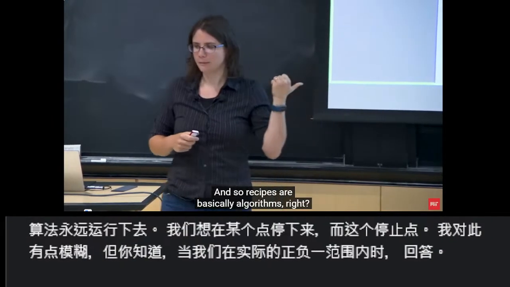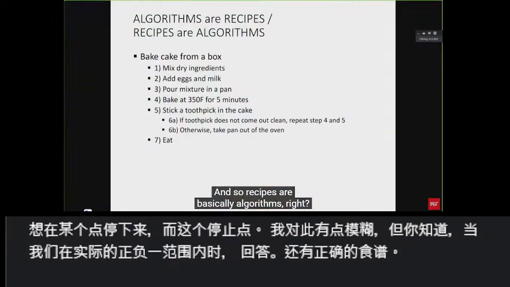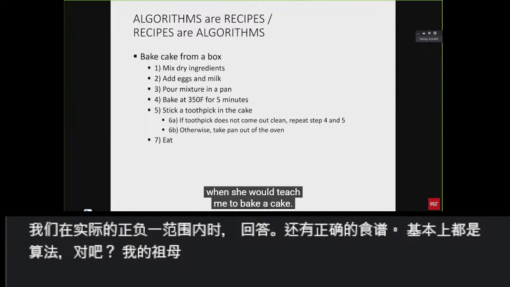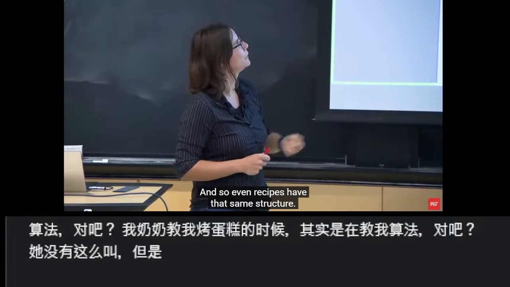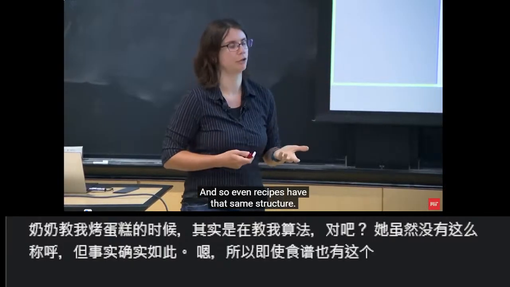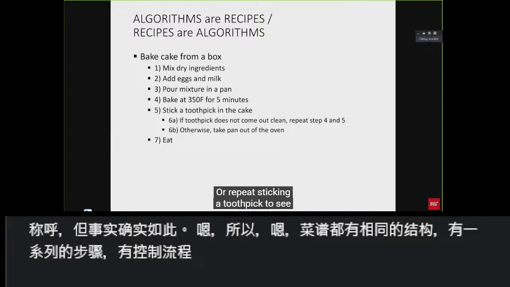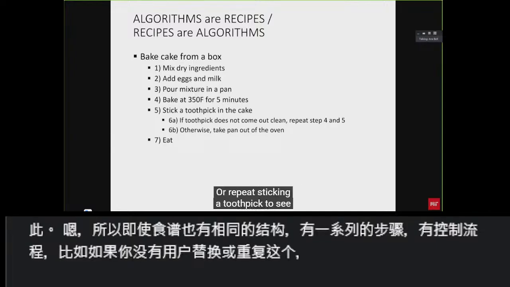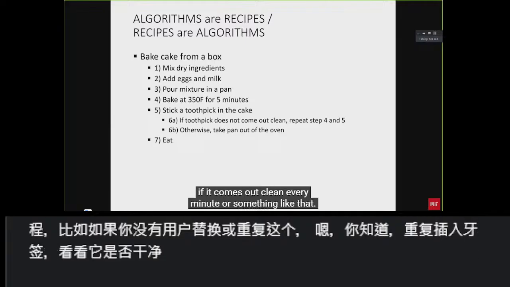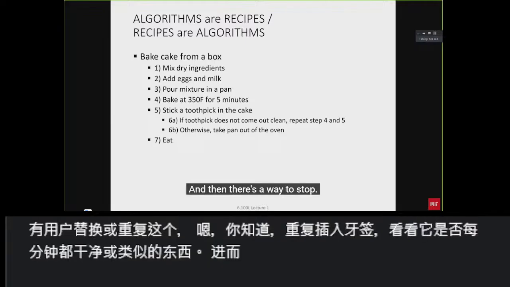Recipes are basically algorithms. My grandmother was basically teaching algorithms when she would teach me to bake a cake. She didn't call it that, but she really was. Even recipes have that same structure. There's a sequence of steps. There's a flow of control, like if you don't have egg, use egg substitute, or repeat sticking a toothpick in to see if it comes out clean every minute. And then there's a way to stop: when the toothpick comes out clean, you take it out of the oven and you eat it.